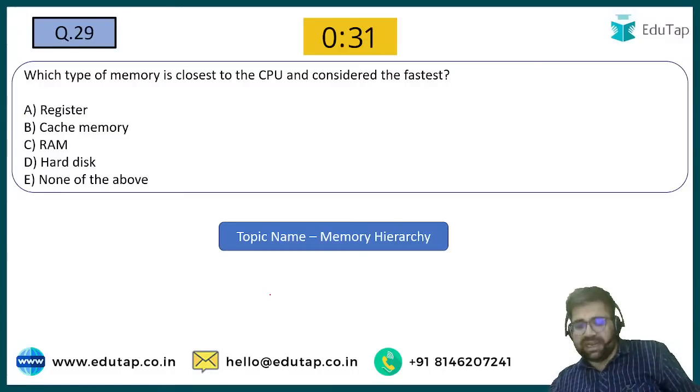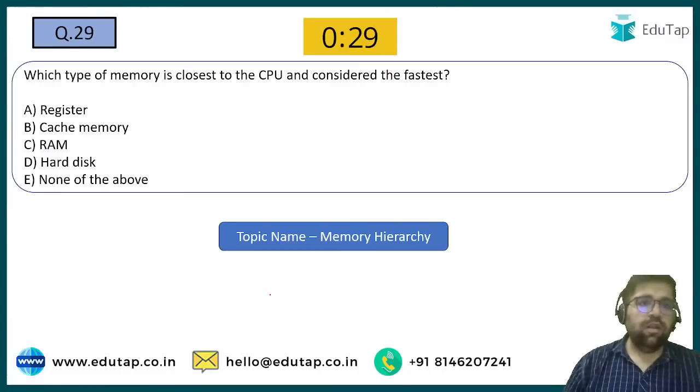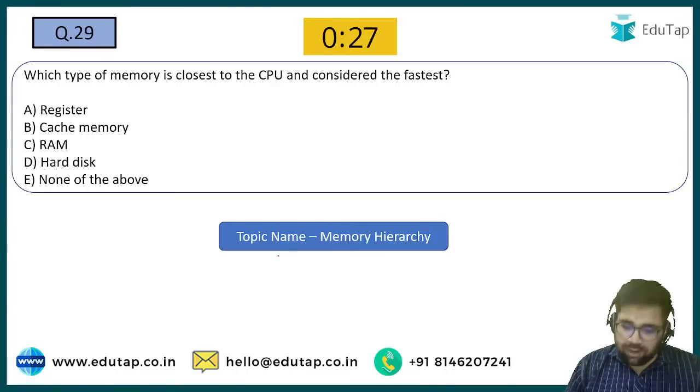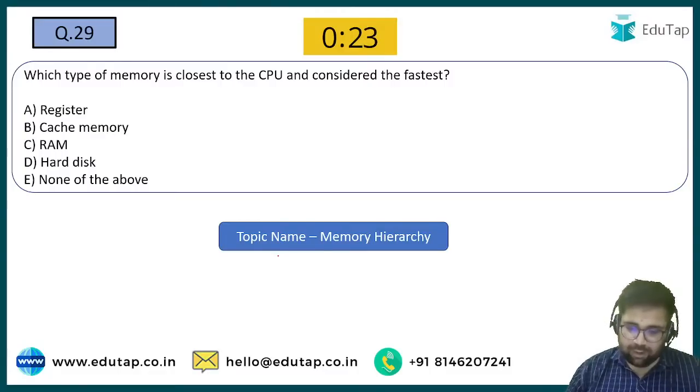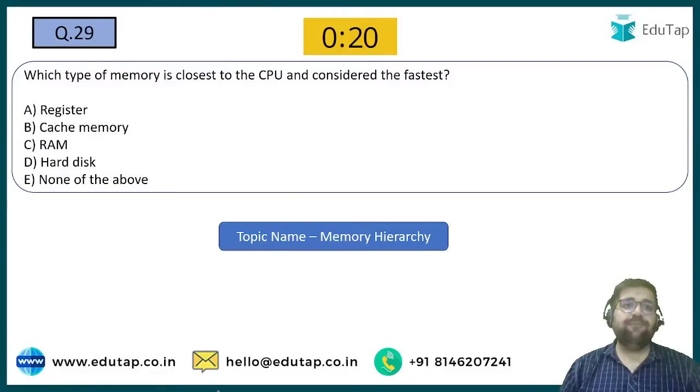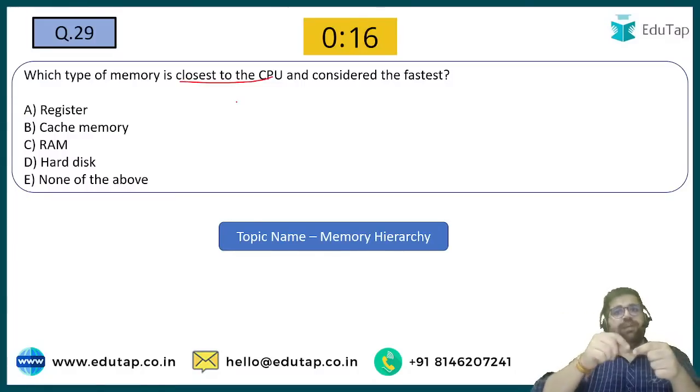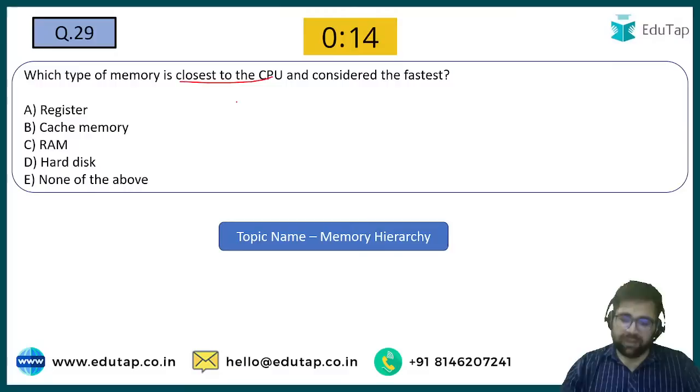Question number 29 on your screen. Which type of memory? How can it be D? Someone answered D, right? Now it's deleted, I think. Which type of memory is closest to CPU? Mind you, if a memory is closest to CPU, it will be very, very fast.